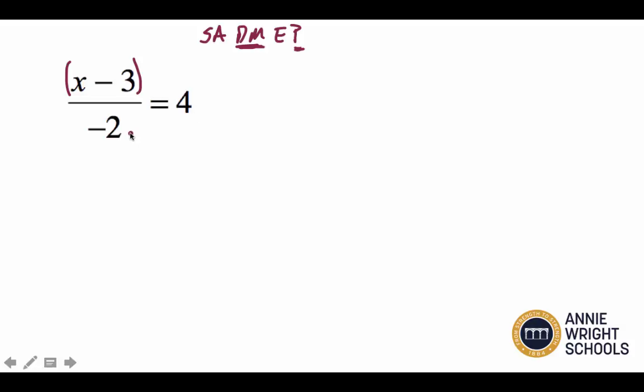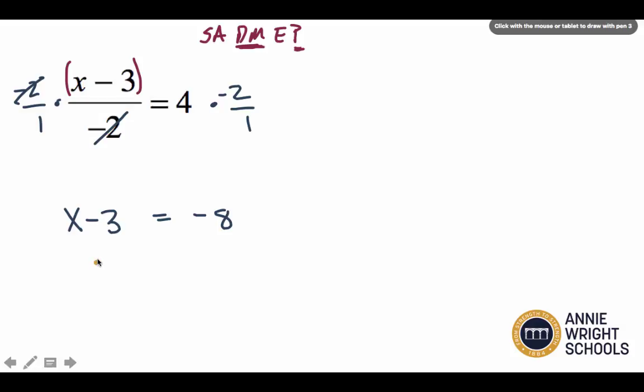I'm going to multiply both sides of this equation by negative 2 over 1. Negative 2 and negative 2 cancel, and I'm left with x minus 3. And that equals negative 8. And this is why it's so nice to see this parenthesis here. Now what you can do is you can add 3 to both sides, and when you add 3 to both sides, you get that x is equal to negative 5.